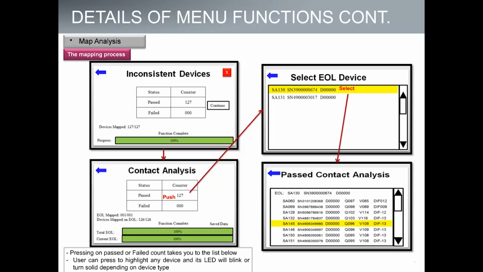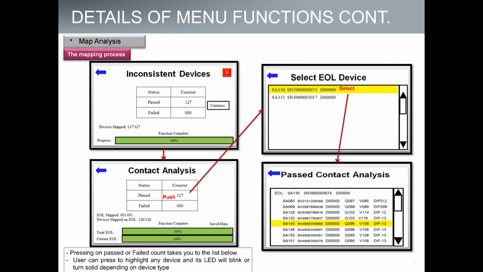The map analysis function performs the following two diagnostic tests: mapping consistency and contact analysis. What is mapping consistency? The map consistency function maps each device on the signature loop 3 times and compares the responses of all 3 readings to see if there is a mismatch. If a device is not responding consistently, it is flagged as failed and an investigation is required.